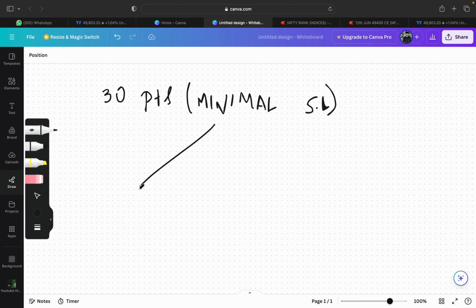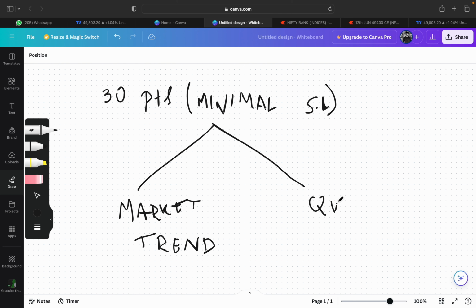Okay, so there are two things important in order to maintain a minimal stop loss. The first thing is you need to know the market trend. So what is a market trend? It's which direction the market is going to move on that particular day, right? So one is the market trend and next is quick and precise entries. So your entries should be as quick and precise.